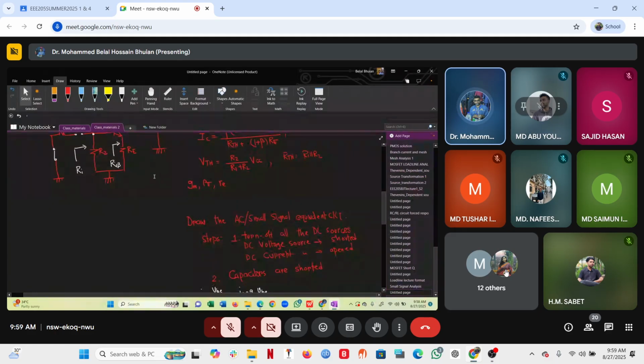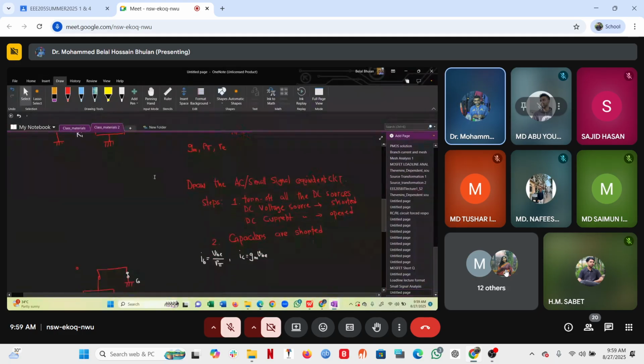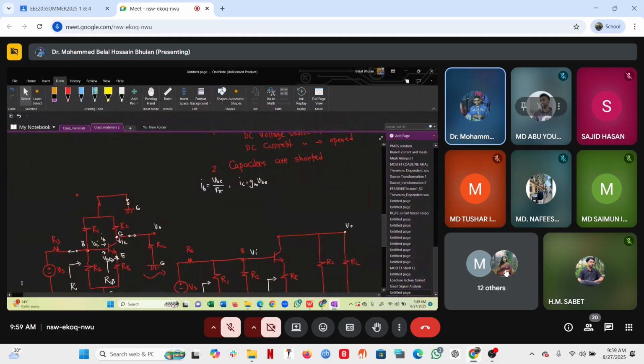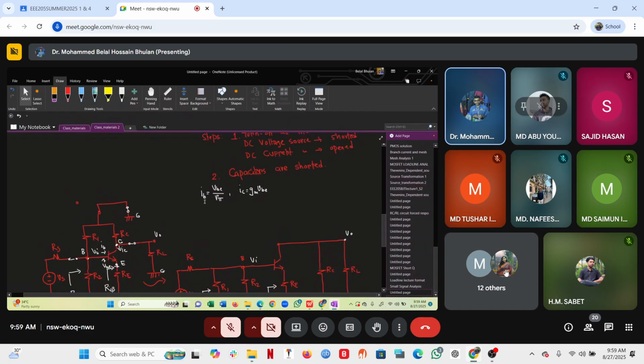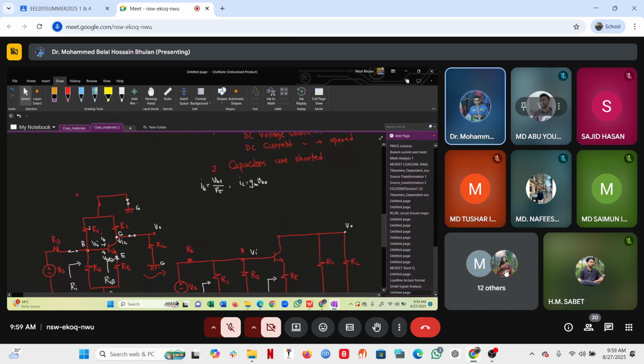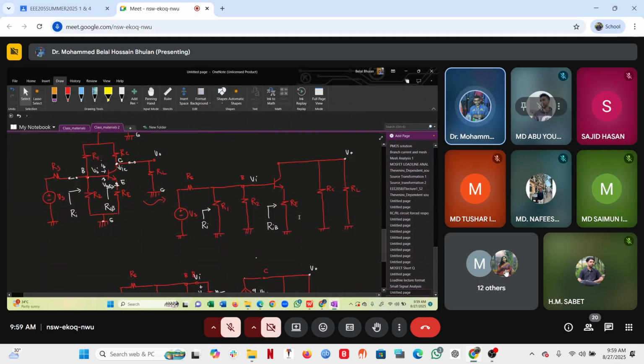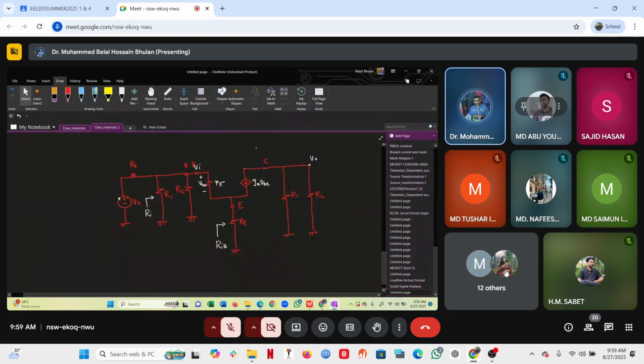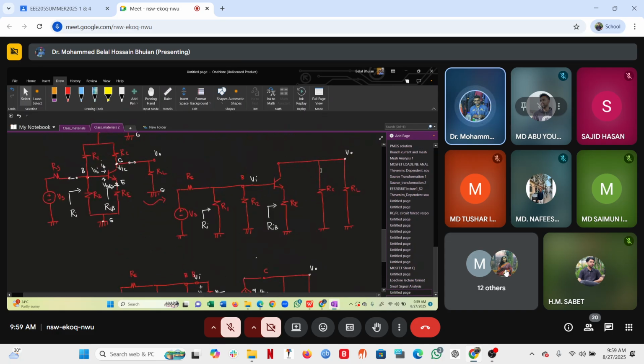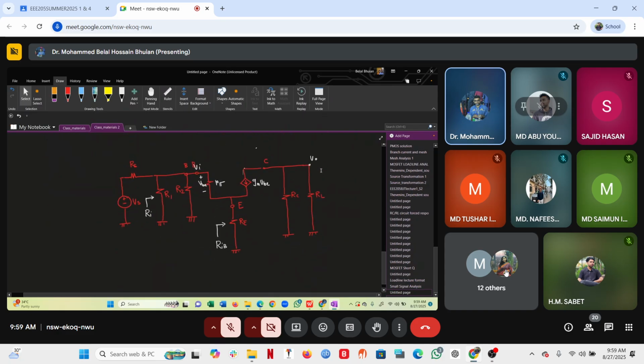Now once they are obtained, what did we do? We drew the AC equivalent circuit. For that, we turn off all the DC voltage sources, and capacitors are shorted. So in this form, and then we simplify it, and from that we replace the BJT with its pi model. Now this is the form that we are used to. Okay. Now we're going to determine VI, V naught, and so on.